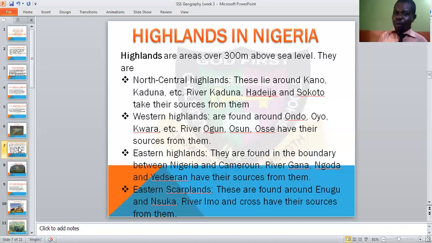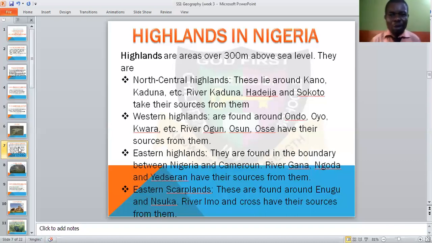River Ogun, River Oshun, River Ose. These are rivers that are found in the south too. They take in the west too. They take their source from these highlands. Then we have the Eastern Highland. They are found in the eastern part, between the boundary between Nigeria and Cameroon.